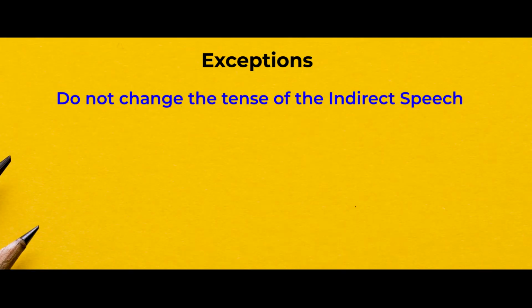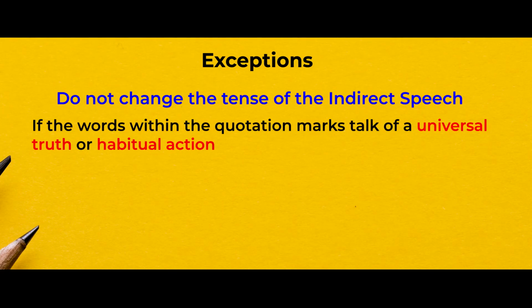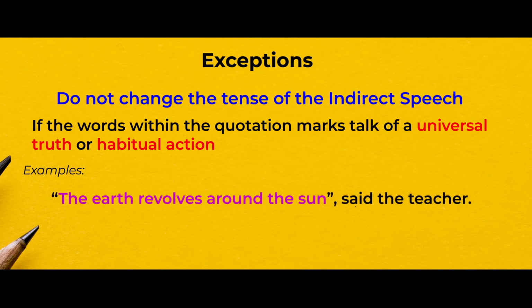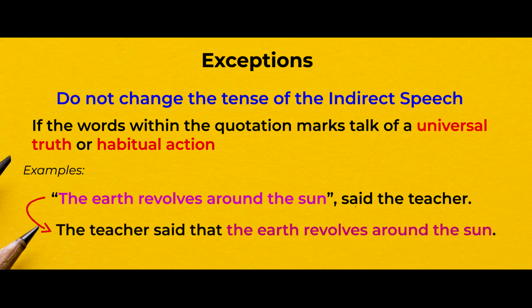Again, another exception is the tense of indirect speech does not change if the words within the quotation marks are universal truth or habitual habits. For example, the earth revolves around the sun, or the sun rises from the east. These are examples of universal truth. So if the sentence is, the earth revolves around the sun, said the teacher, in reported speech, it remains same. The teacher said that the earth revolves around the sun.